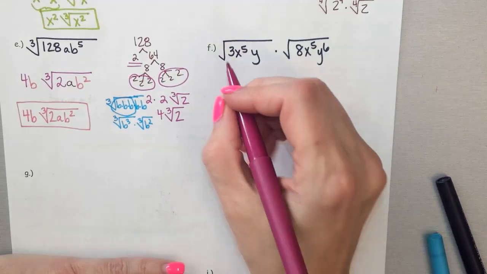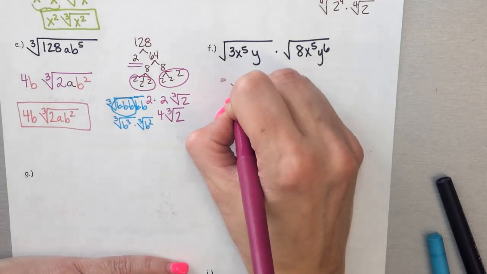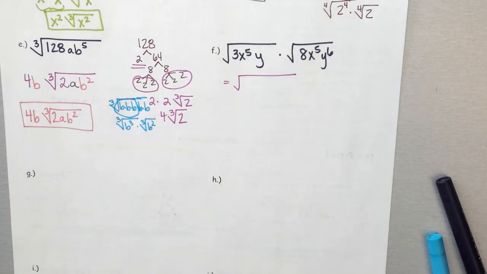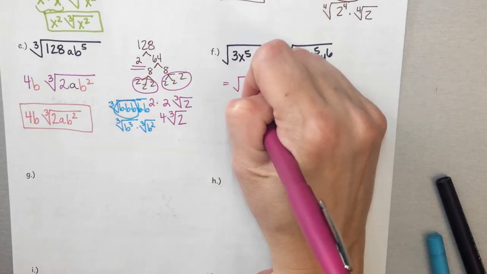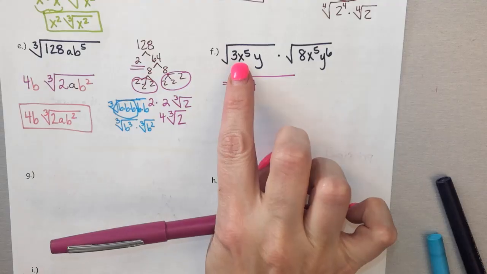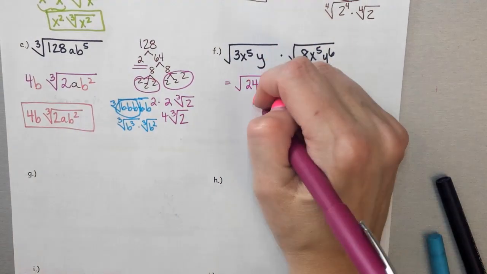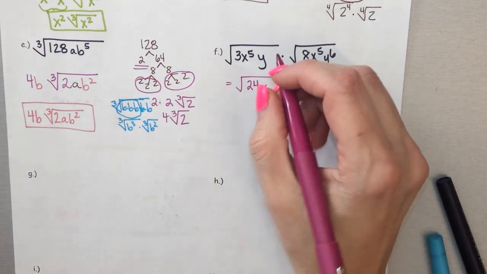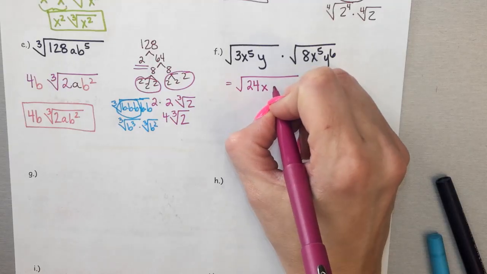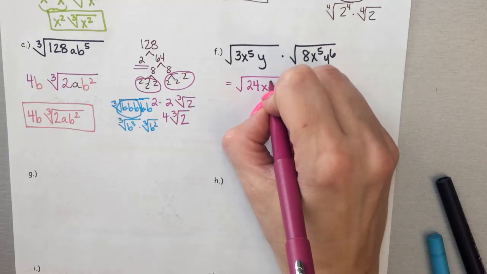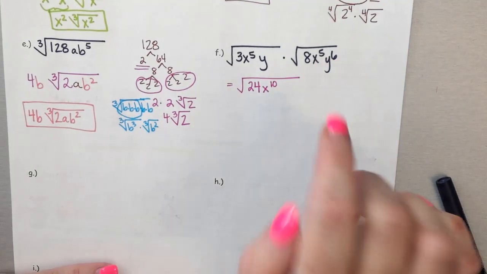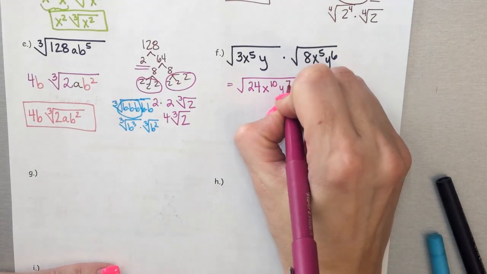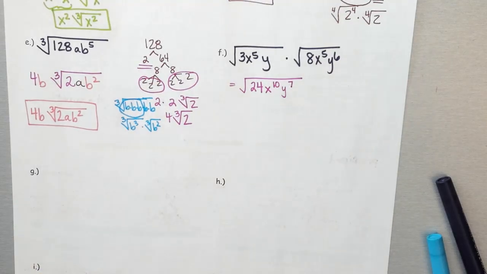All right, did you guys already multiply across, or were we unsure how to do that? So if we multiply across, what's 3 times 8? 24. When you multiply x to the 5th times x to the 5th, it's going to be x to the, is it 10 or 25? 10. You add the exponents. Okay, and then y times y to the 6 is y to the 7th. Okay, so see if you can simplify that one.